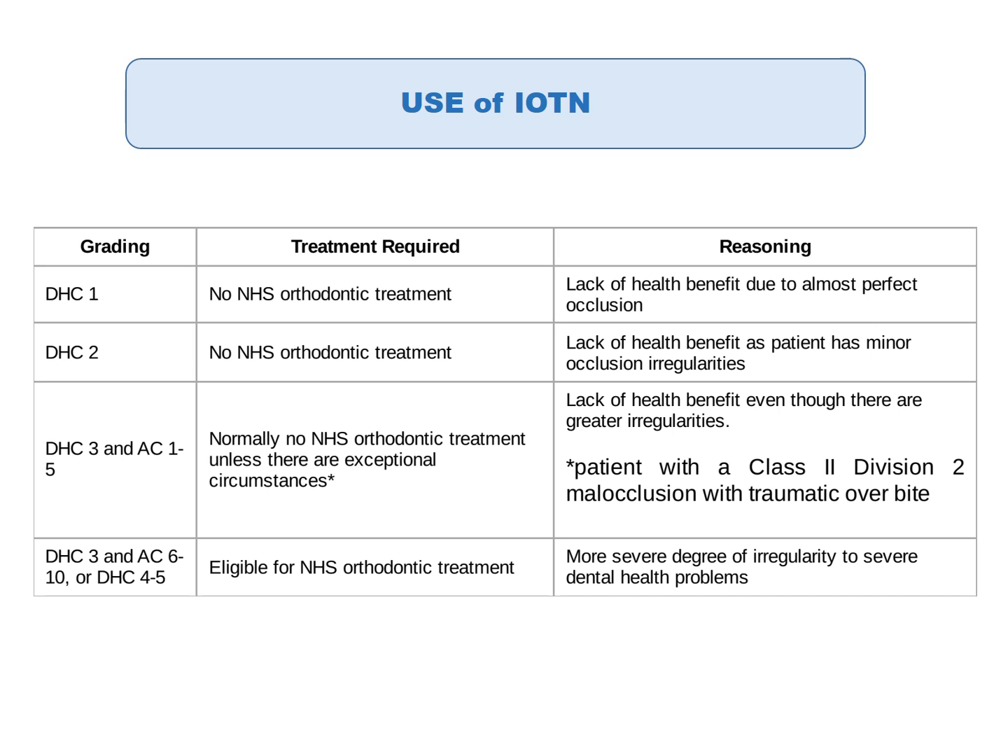DHC grade 3 and an AC score of 6 to 10, or DHC grade 4 to 5, these are eligible for orthodontic treatment under the National Health Service. The reasoning being that a more severe degree of irregularity and severe dental health problems are present.